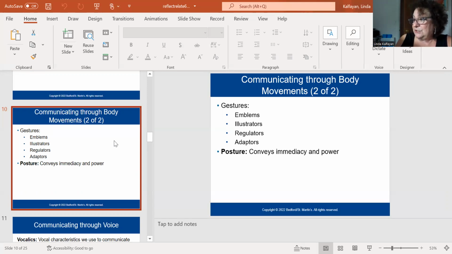Adapters are touching gestures, often unconsciously made, that serve a psychological or physical purpose. So sometimes if you have a pen in your hand, it may be distracting to other people, that you're calming yourself down, and then other people are hearing the click. Or if you're having a conversation with a friend and they keep hitting you as they're talking because they want you to pay attention to what they're saying. So that's what adapters are.